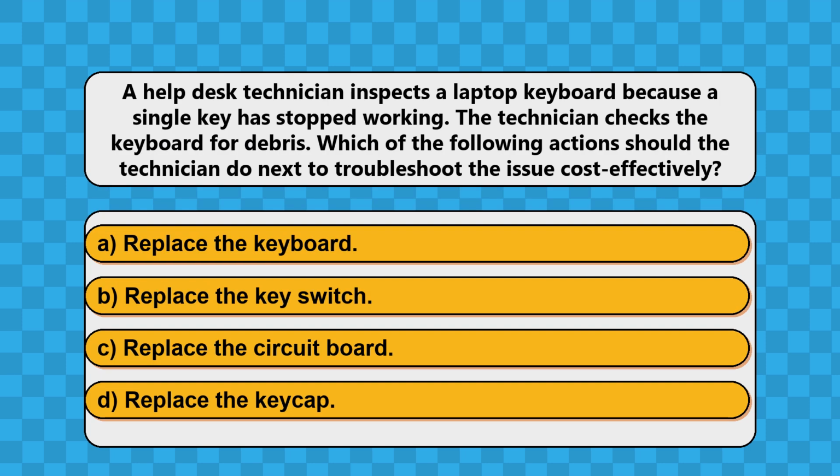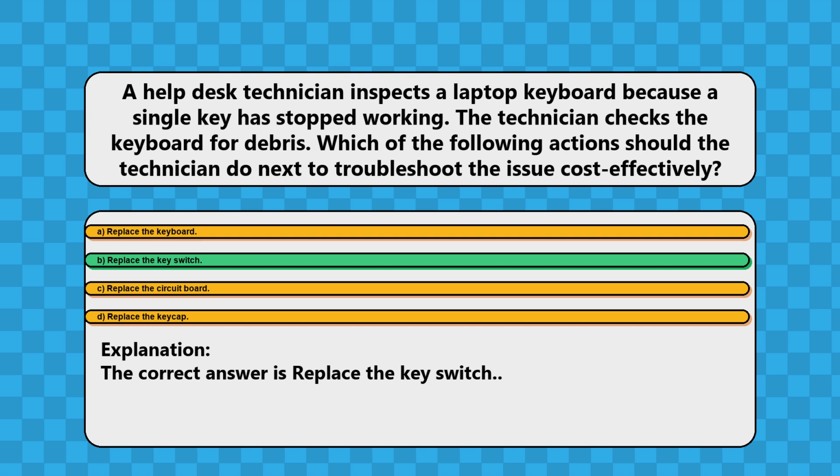Question 46. A help desk technician inspects a laptop keyboard because a single key has stopped working. The technician checks the keyboard for debris. Which of the following actions should the technician do next to troubleshoot the issue cost-effectively? Option A. Replace the keyboard. Option B. Replace the key switch. Option C. Replace the circuit board. Option D. Replace the keycap. The correct answer is option B. Replace the key switch.